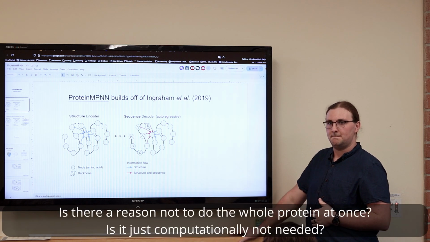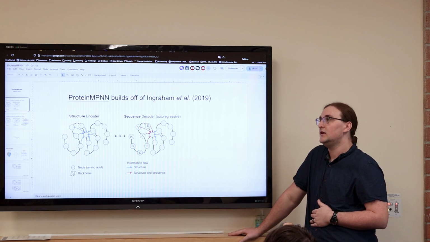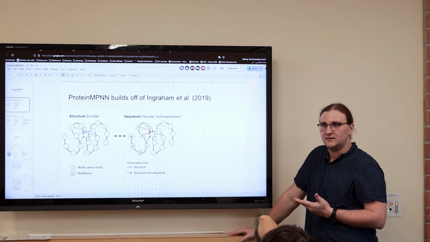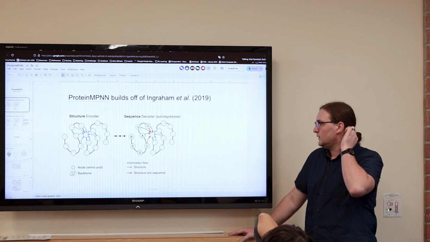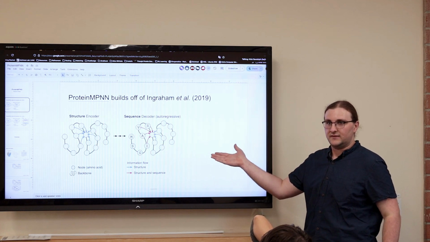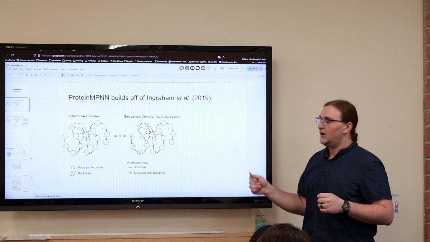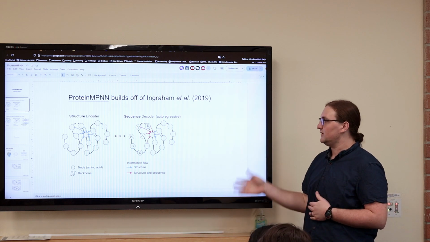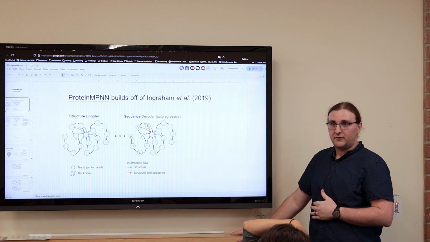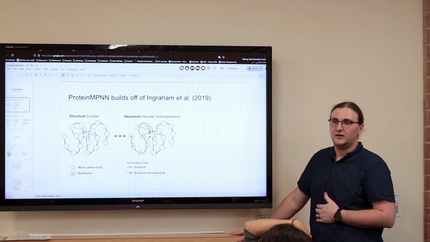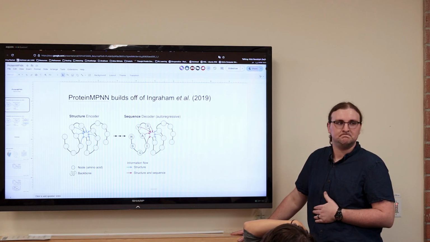Is there a reason not to do the whole protein at once? Is it just computationally not needed? Yeah, I mean, you can totally imagine throwing attention on this and letting every residue talk to each other. There have been many papers that do that. It is more efficient to do it like this. This is more scalable. Attention grows quadratically with the number of residues. This grows linearly. So you have those kinds of benefits. It's also much faster. I don't know if we know what works better yet. The graph neural networks tend to be really efficient and work really well. So I think that's where we're at right now.